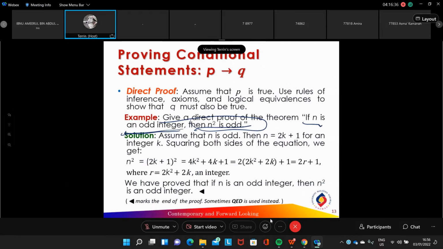Now looking at the screen, it's the same thing I showed you earlier. They show that r equals 2k squared plus 2k. I did it the other way, but it's still the same thing because we say that j is this. So in the form of 2r plus 1 or 2j plus 1, it's still the same result.